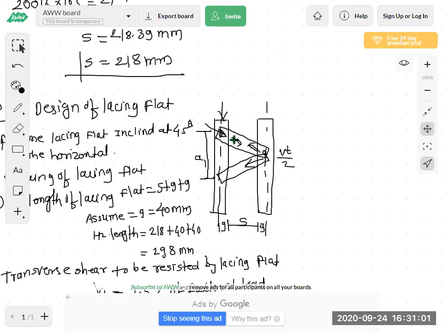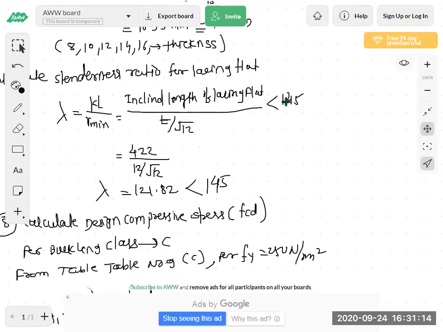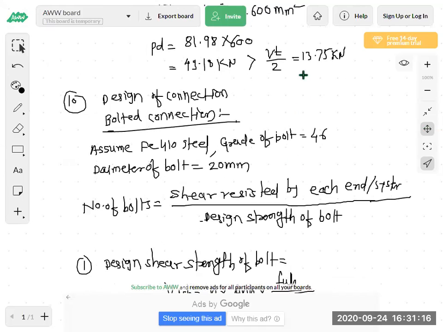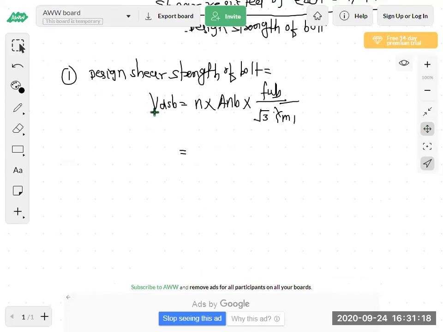Are you getting? This is flat and this is channel. So between this flat and channel only one face is there. Are you getting? So here N is 1, into A and B, pi by 4 into D square, D is 20, square into FUB.